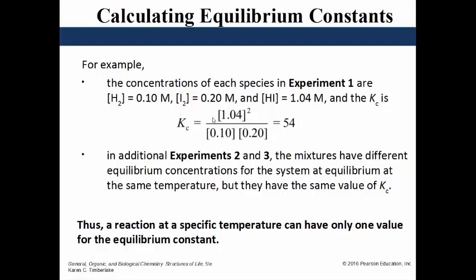Over here it was a concentration of HI squared, so this value squared, all that divided by the concentration of hydrogen, 0.10 molar, multiplied by the concentration of iodine, the other reactant, 0.20 molar. You do all this math and you get the value of 54.